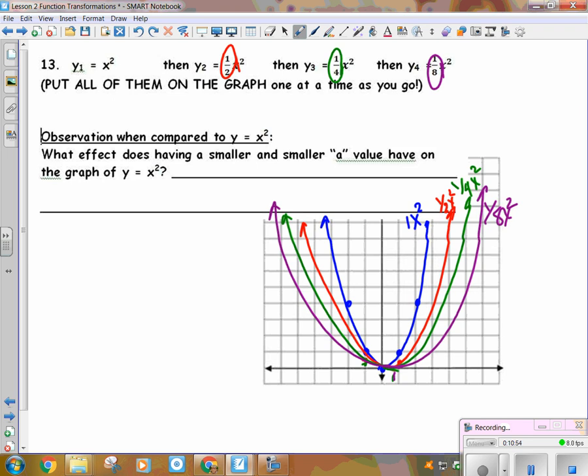Just original 1x squared. So what effect does having a smaller and smaller a value have, which is the number in front of x squared? So what does it make it do? It makes it get wider and wider. Smaller and smaller a value. So when I go from 1 to 1/2, it got wider. To 1/4, it got wider. To 1/8, it got wider and wider and wider.